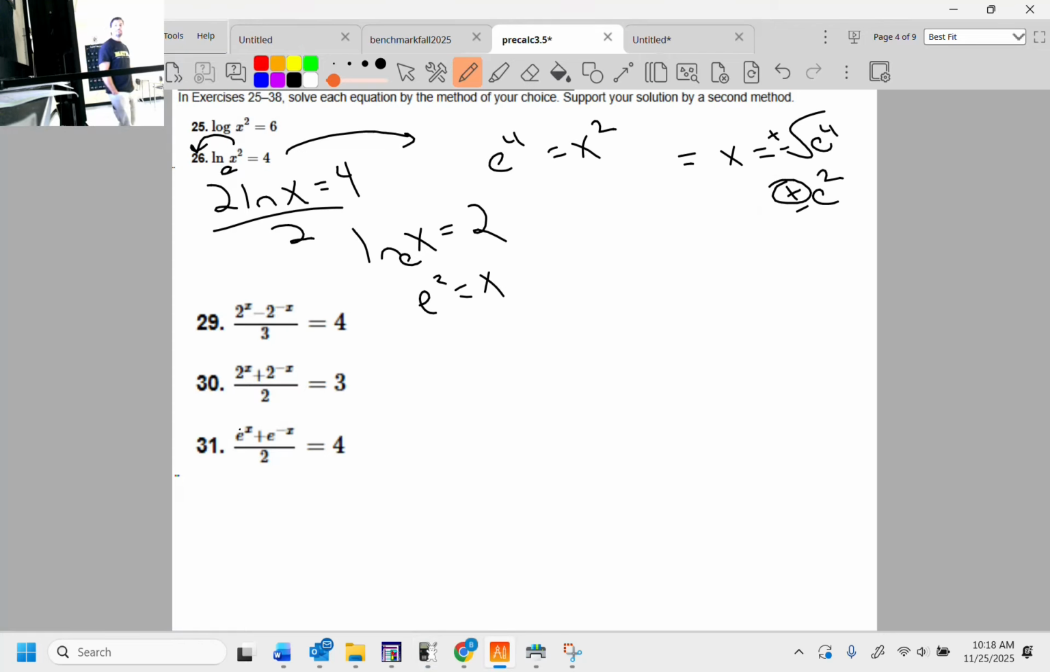All right. What's scary about 29 through 31? Probably the fractions. That would be my guess. Well, my guess is they're all a little scary. But they all have the same move. The same move. First move is clear fraction. So if we were going to do 30, what would I multiply everything by? 2. That would clear out the fraction. Just do both sides.